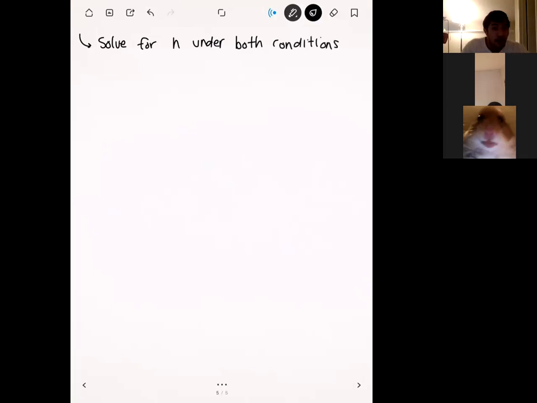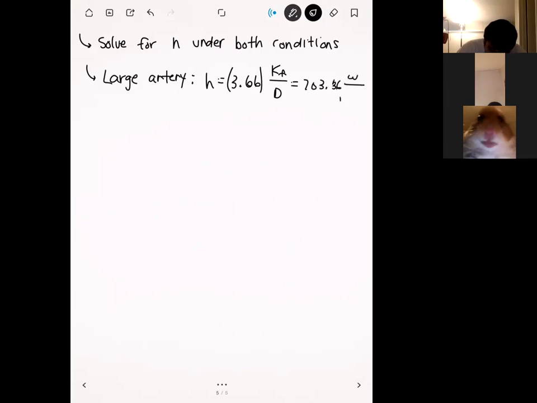All right. And so first, let's do the large artery. For the large artery, we have h equal to 3.66 times k_f over D, okay? If we plug in the diameter for the large artery as well as the thermal conductivity, what we get is an h value of 703.36 watts per meter squared K.